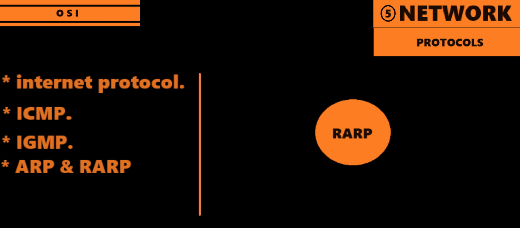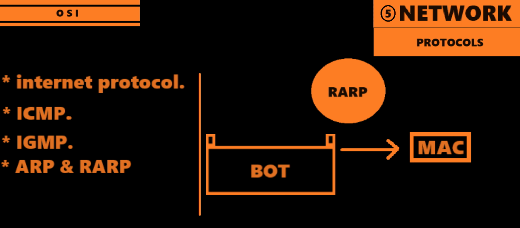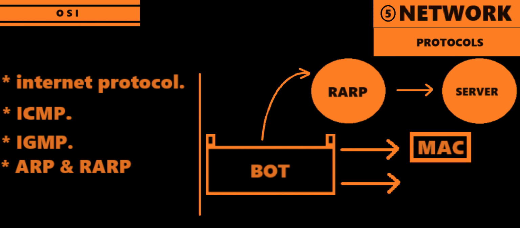The function of the reverse ARP, RARP, is exactly the opposite. It is used in the booting system. The boot knows its MAC address, but misses its IP address. So it will send a message to the server and ask it about its IP address using the RARP.